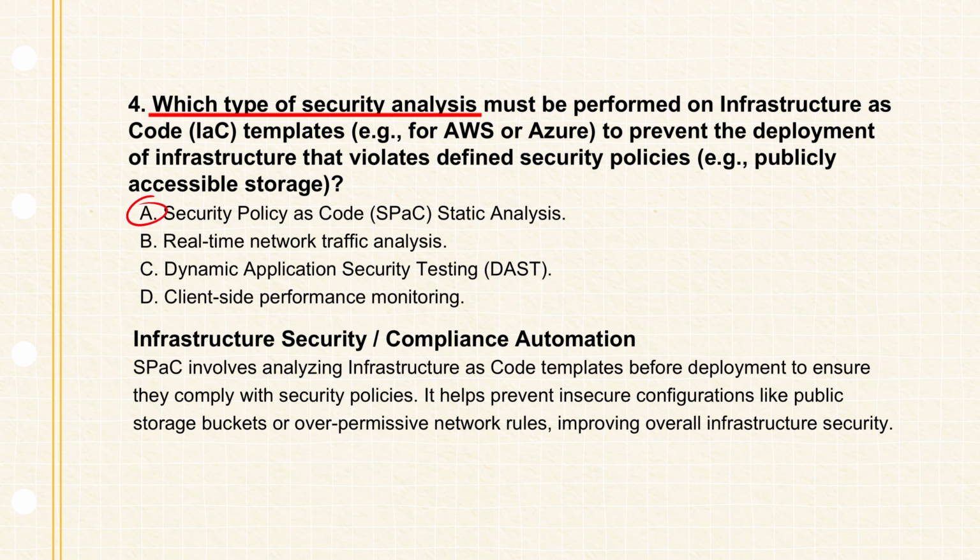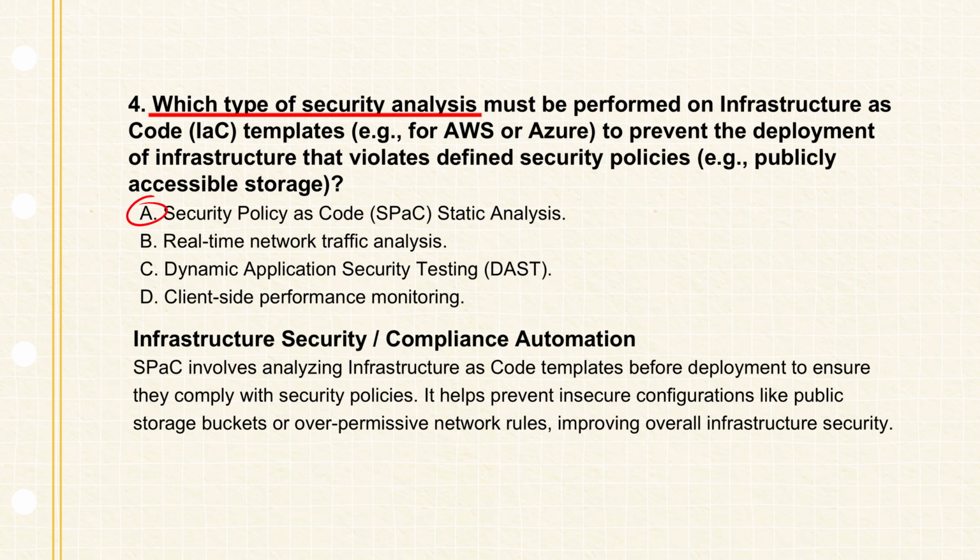It's scrutinizing the configurations you've defined. Just like SAST looks at application code statically, SPAC looks at those IAC templates. It checks them against security policies that you've defined, or maybe industry best practices before anything gets deployed. This is huge for compliance automation. It stops configurations dead in their tracks if they violate policy.